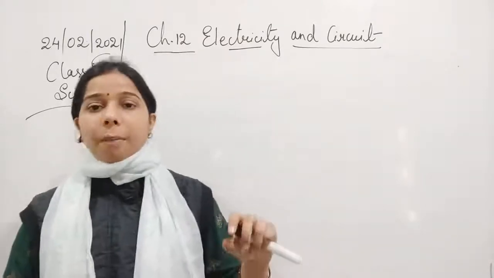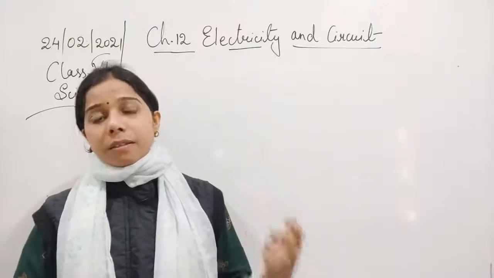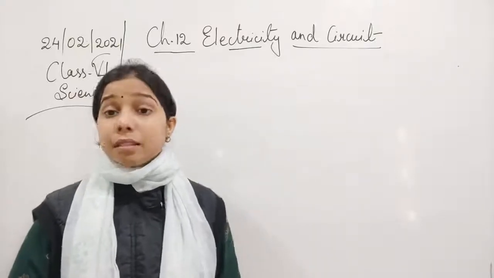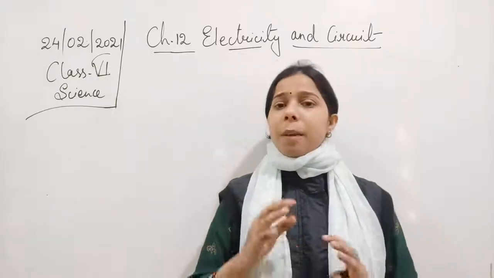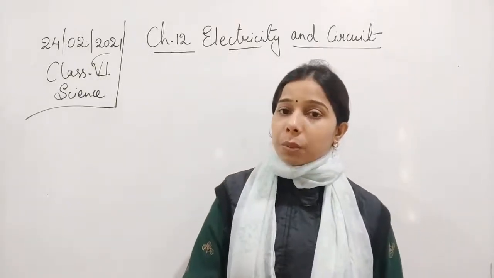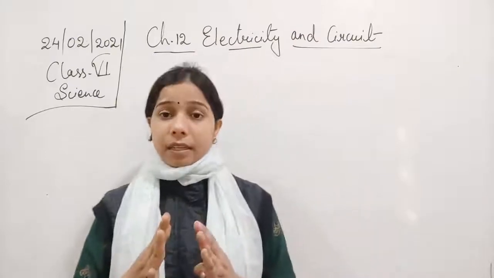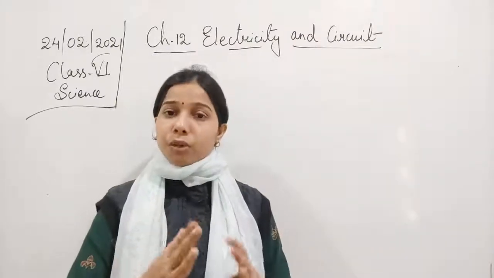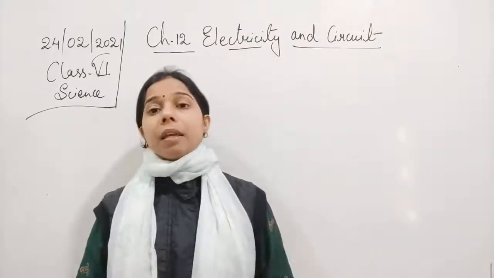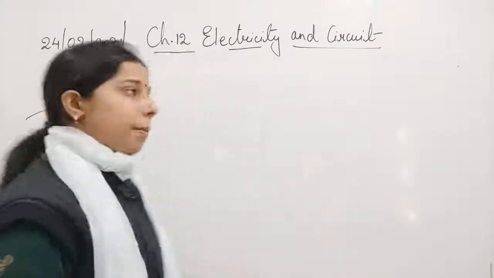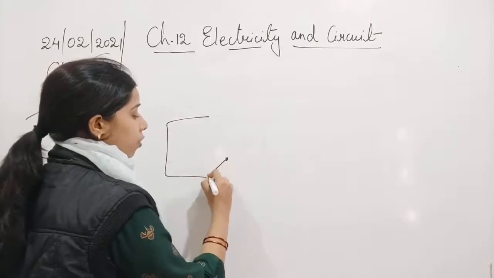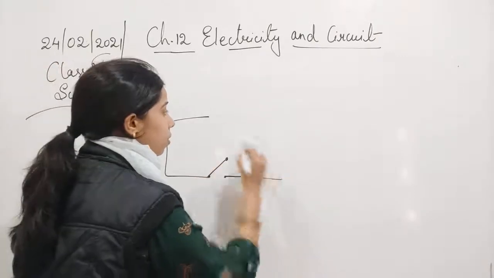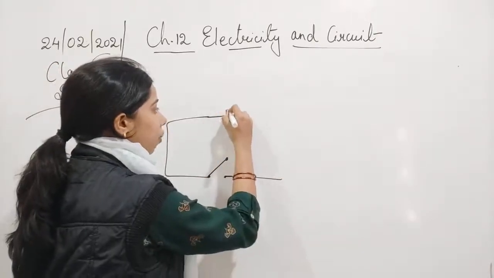Now, if you talk about the circuit itself, you know that there is a switch also which helps in completing the circuit. Basically, what is the role of the switch? It helps in making a circuit open. It helps in making a circuit closed. I told you about that. If suppose a circuit is there and there is a switch like this, and this switch is not connected to the other end.